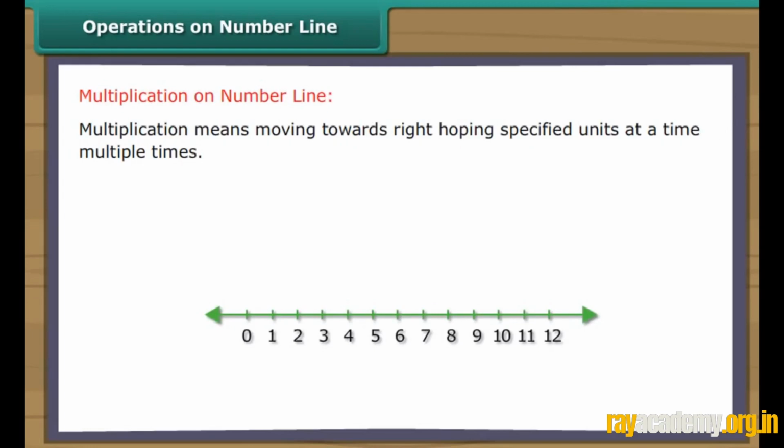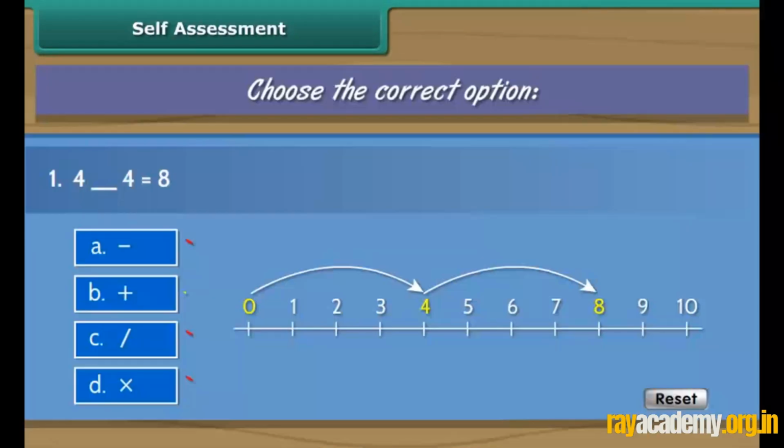Multiplication means moving towards right, hopping specified units at a time multiple times. For example, 2 into 5. Start from 0, move 2 units at a time to the right, make such 5 moves. You will reach 10, so we say 2 into 5 is equal to 10.